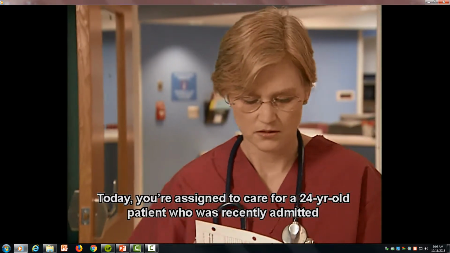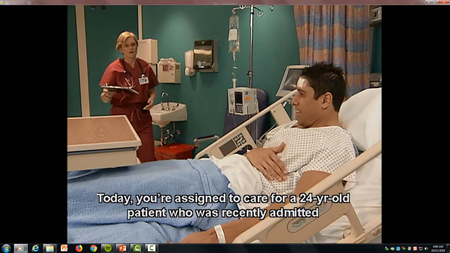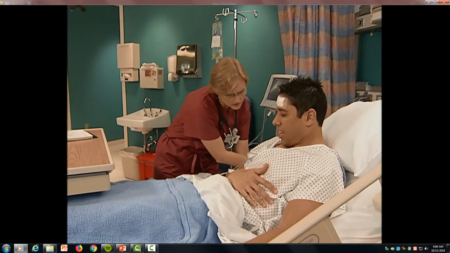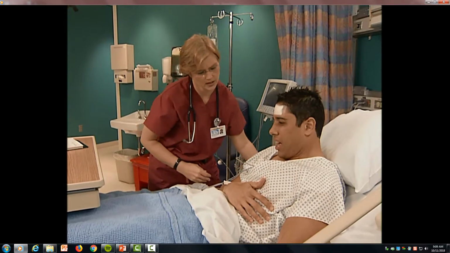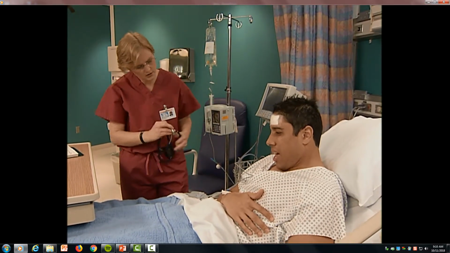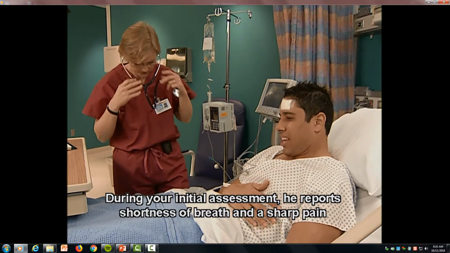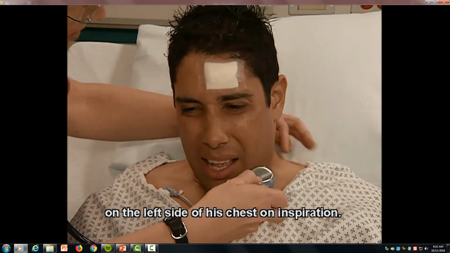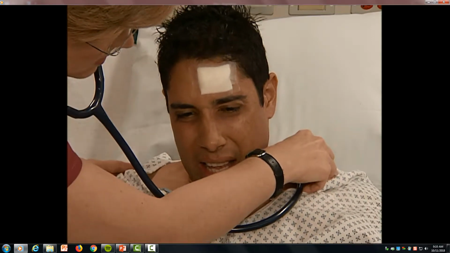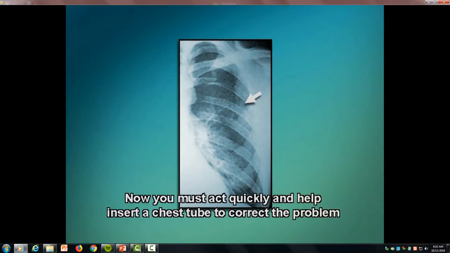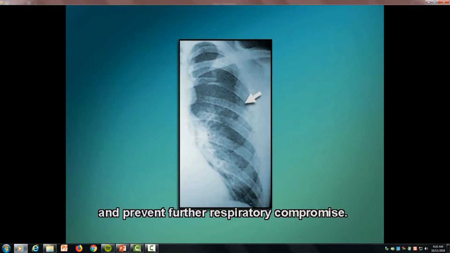Today you're assigned to care for a 24-year-old patient who was recently admitted with a chest wall injury caused by a car accident. During your initial assessment, he reports shortness of breath and a sharp pain on the left side of his chest on inspiration. A stat chest x-ray confirms a left-sided pneumothorax. Now you must act quickly and help insert a chest tube to correct the problem and prevent further respiratory compromise.